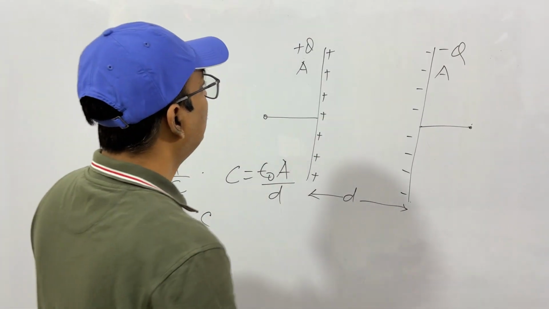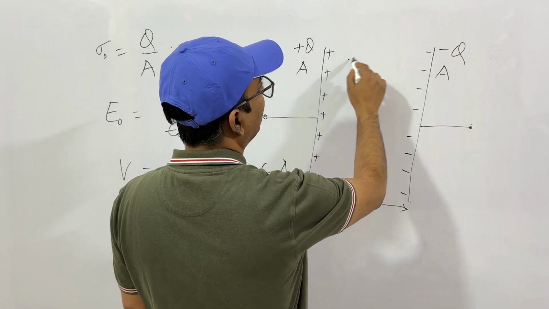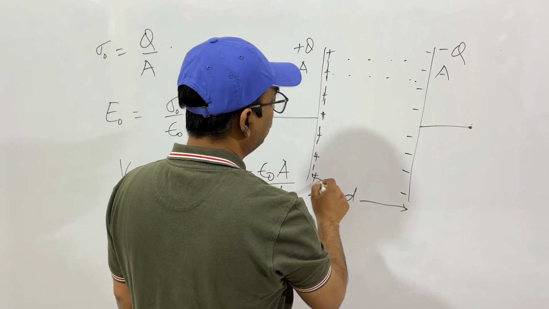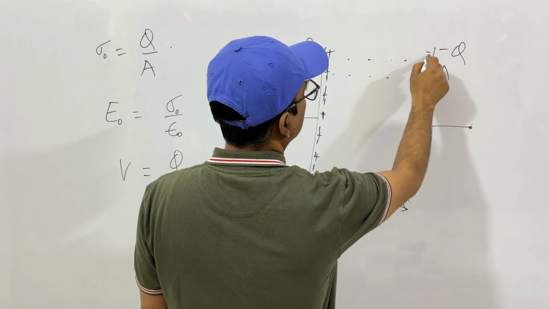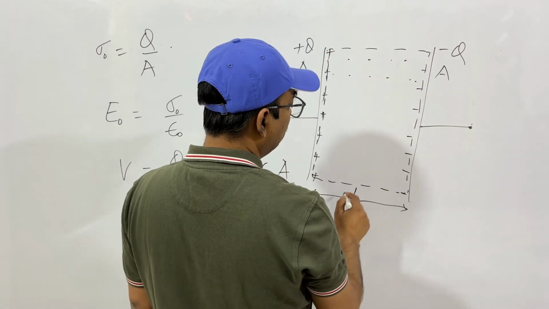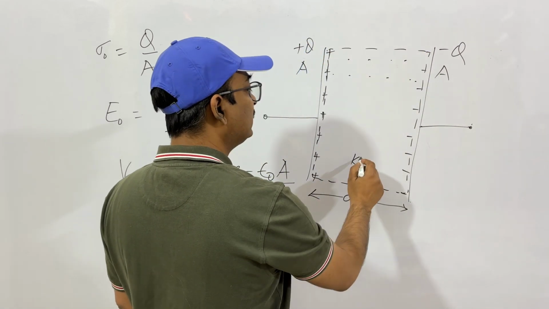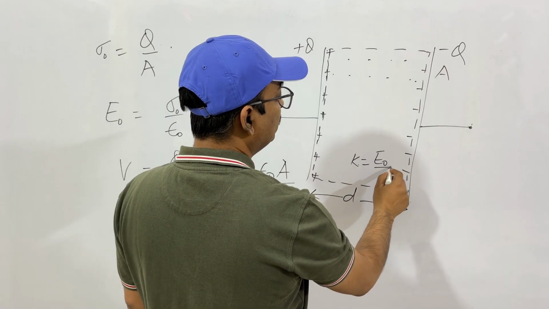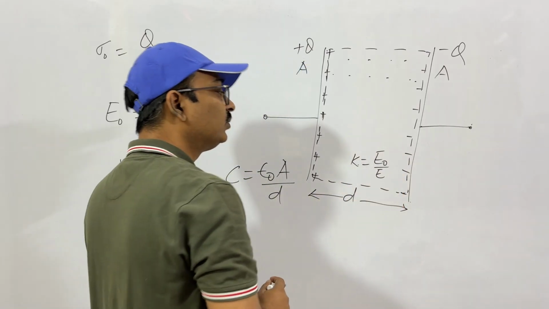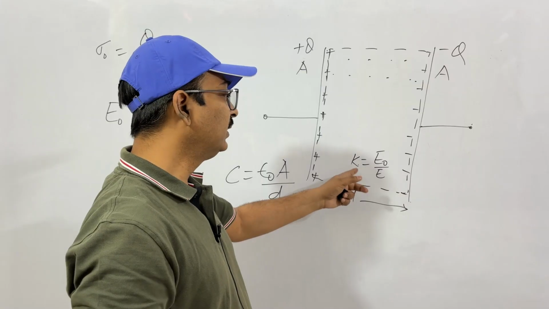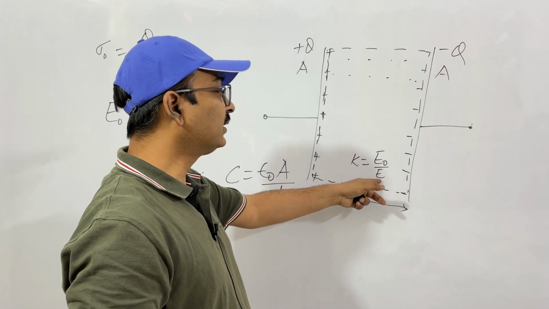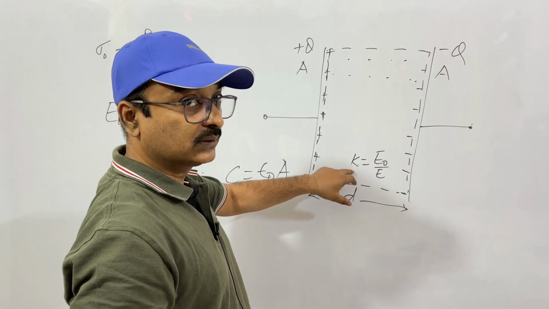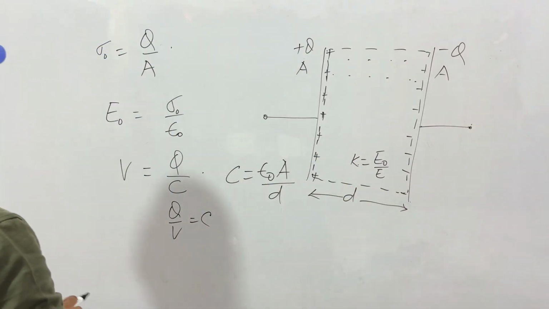Now, let's say this is not a vacuum. Instead of vacuum, what we have done is we have put a dielectric inside it, the dielectric constant of which is K. And what is the dielectric constant? K is defined as E0 by E, where E0 is the electric field intensity in vacuum and E is the electric field intensity due to the dielectric. That is the dielectric constant K. So K is E0 by E.